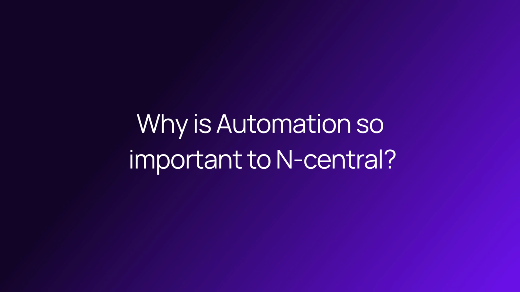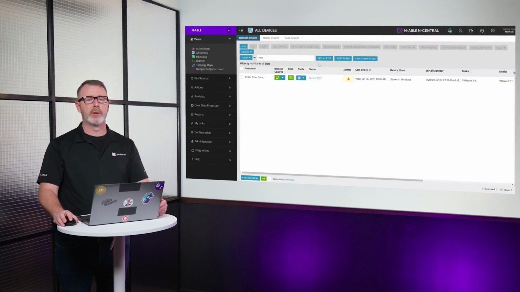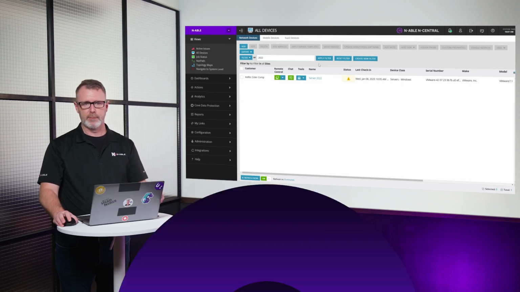Today we're going to talk about automation in N-central. It is used in multiple different areas to achieve IT goals most effectively and save valuable time and effort. When you think about automation, you have to think of automation in three respects. One is self-healing, two, proactive, and the third, reactive.